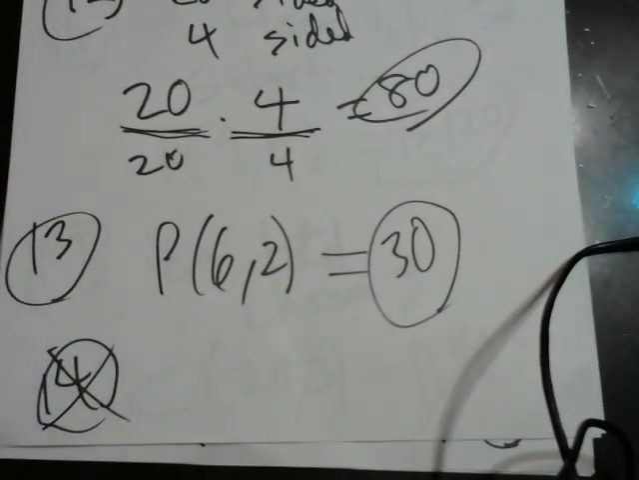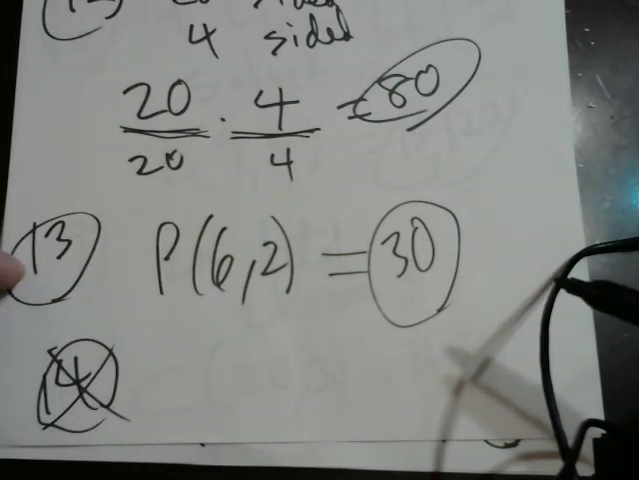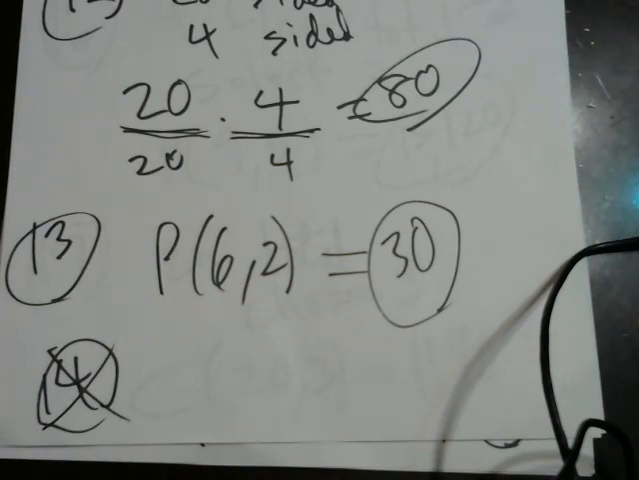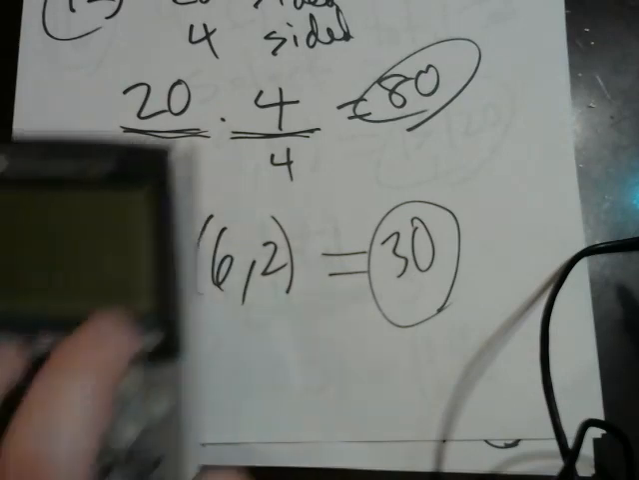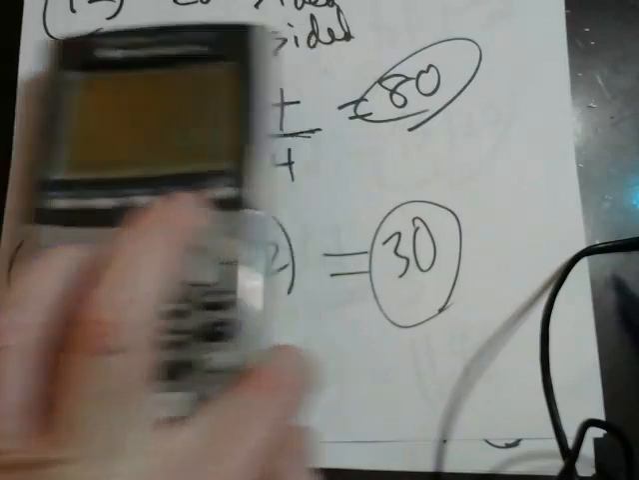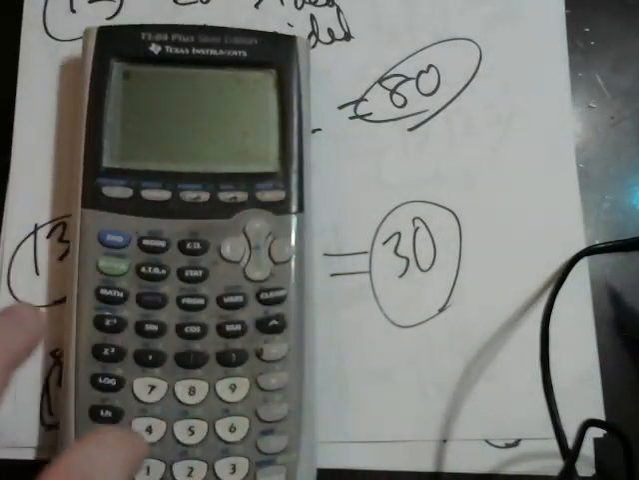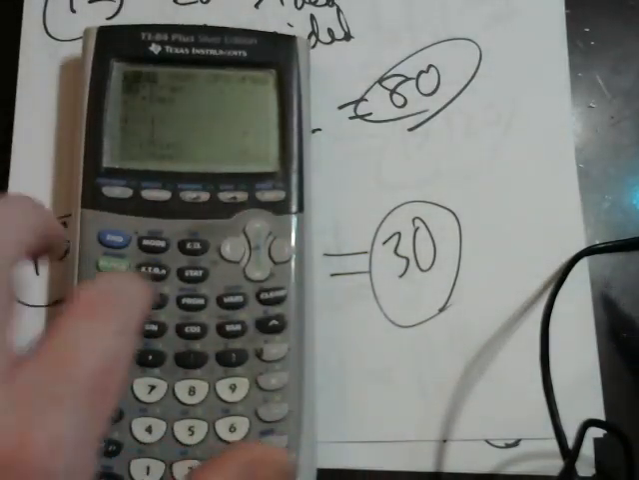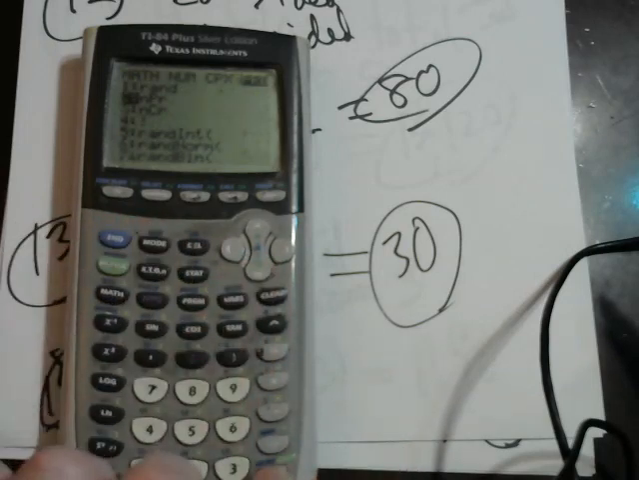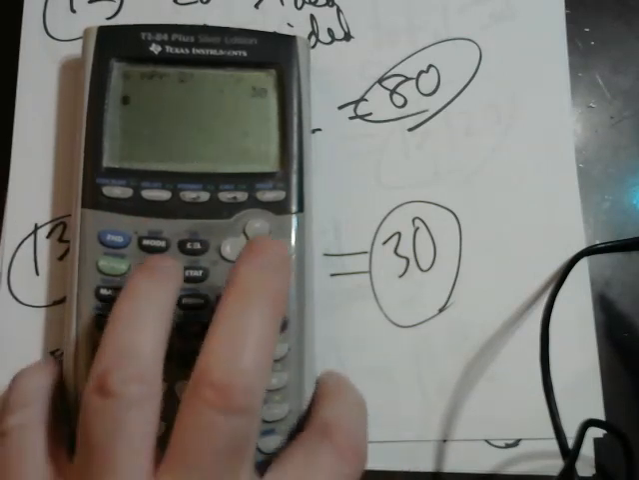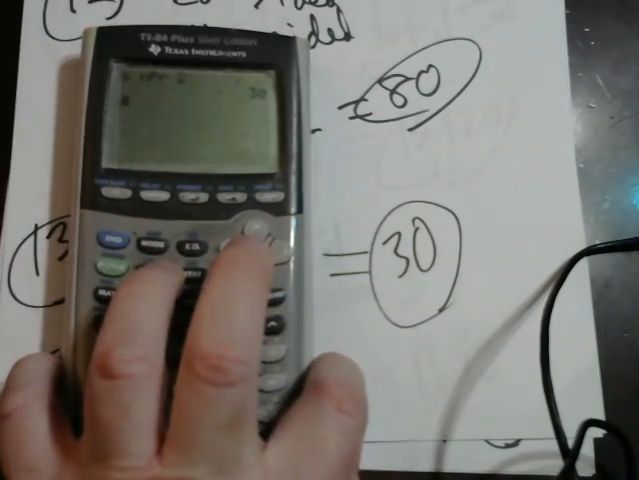Now, I believe number 13 was just a calculator exercise. It said something like, how many ways can you choose 2 out of 6 things if you're assuming that they're permutations? So the answer is just 30. But let's review how to do that with a calculator. Remember, enter the 6 first, and then the permutation symbol, and then the 2, and then enter. That's how you do it on that calculator. So that's how you get 30.